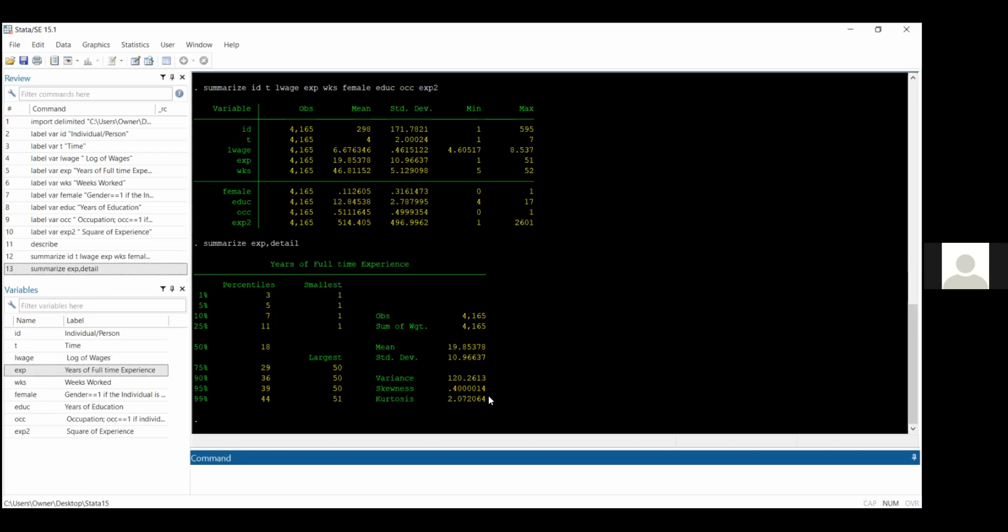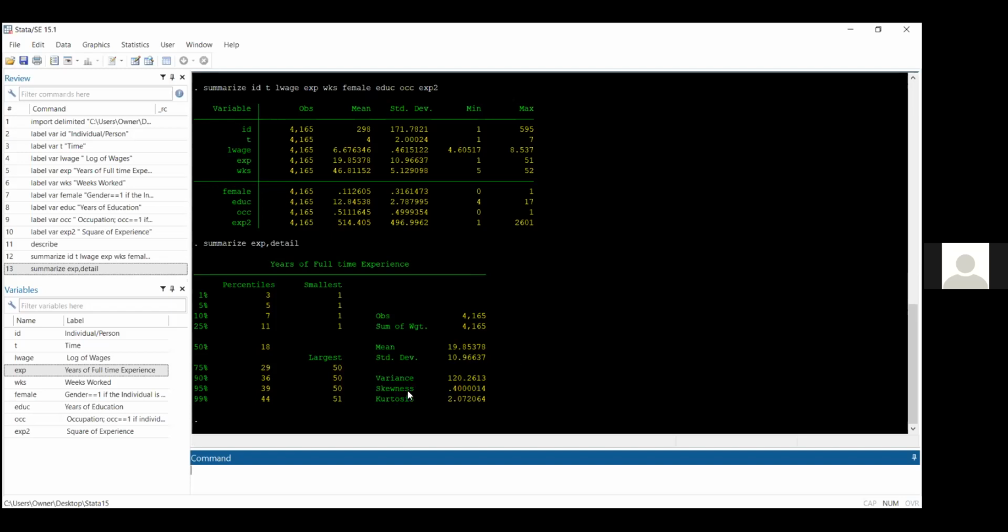So it is not peaked, but a flat curve, which means there are more lower values, more values below the sample average when it comes to experience. If it was above 3, then it would be peaked, and therefore we would have more positive values above the sample average.